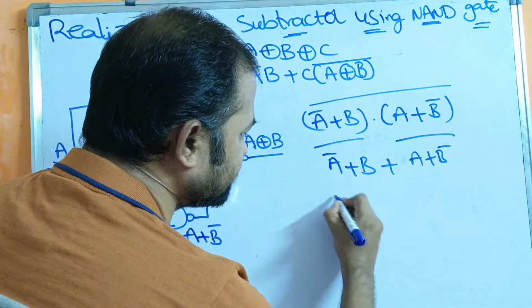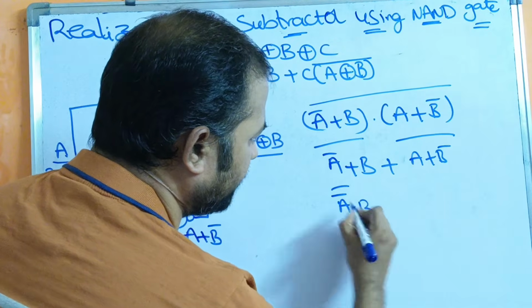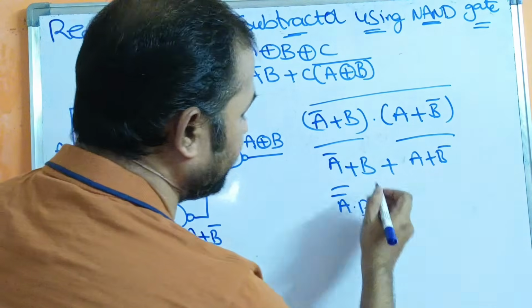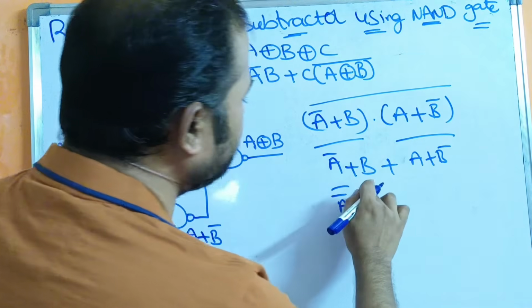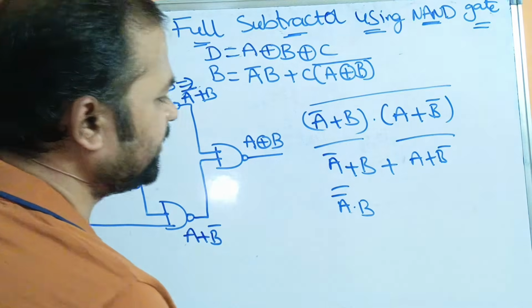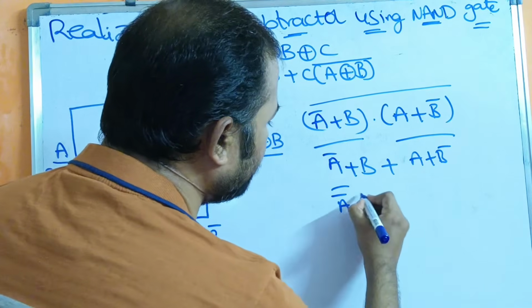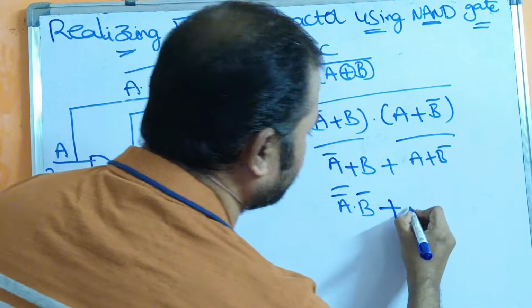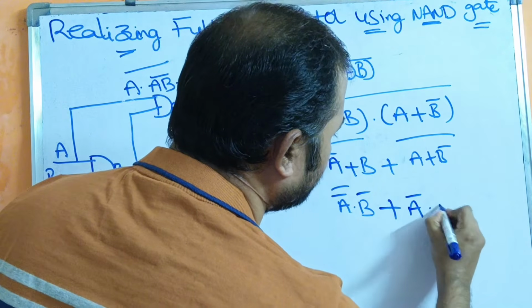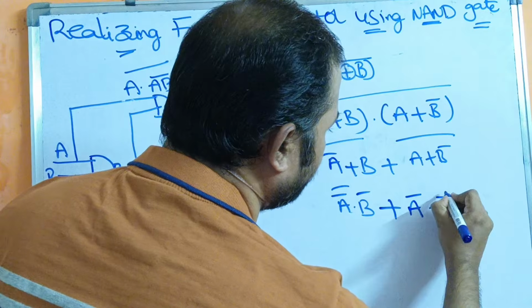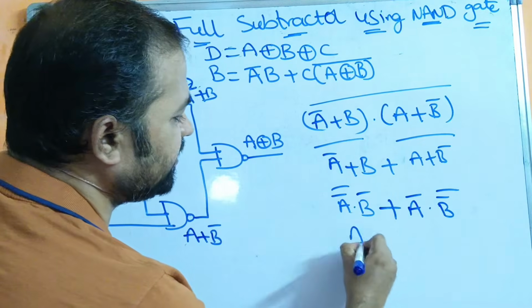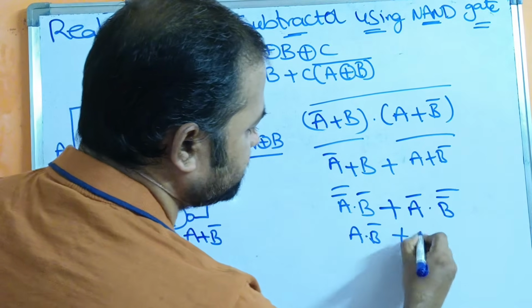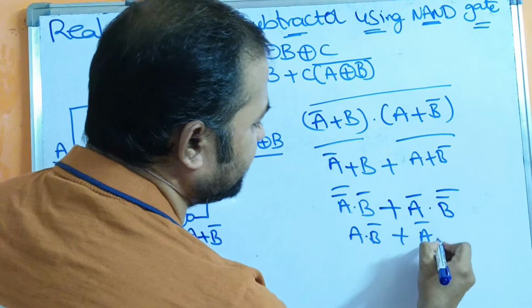So the formula is A bar into B bar. Okay. This is in the form of A plus B whole bar. So what is the formula? A bar into B bar. Here what is B? B bar. So this is nothing but A into B bar. Next, plus A bar into B bar is nothing but B.